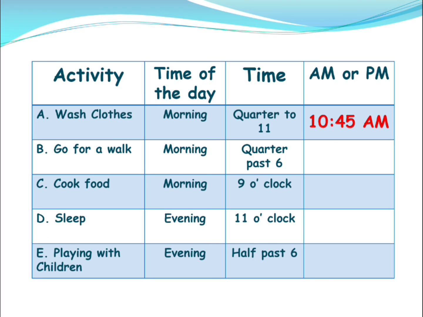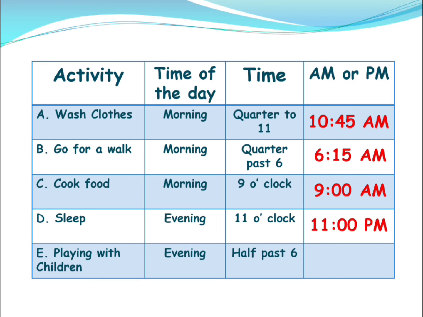So a.m. Okay, next, going for a walk, morning, quarter past 6. Quarter past, that means 6 has been finished. Quarter means 15 minutes. That means 6:15 a.m. Morning, they said, so I wrote a.m. Cook food, morning. Morning means a.m. 9 o'clock. Okay, 9 o'clock a.m. Sleep, evening, 11 o'clock. Evening means p.m. 11 o'clock, so you can directly write 11 o'clock p.m.